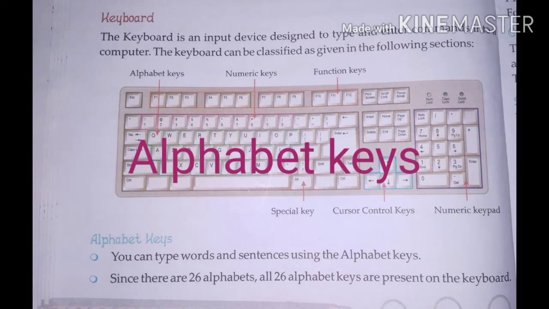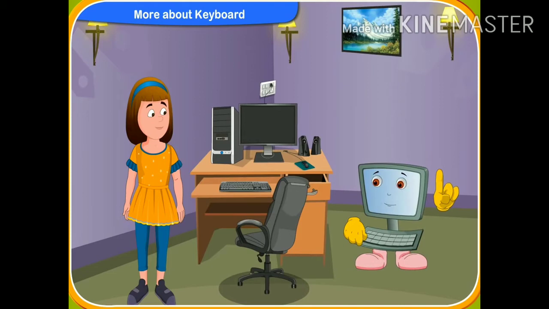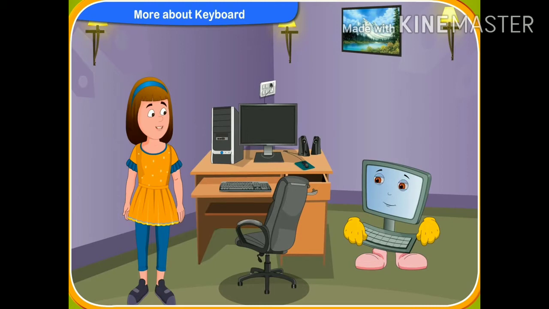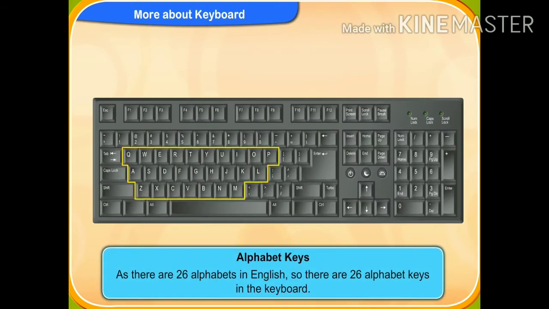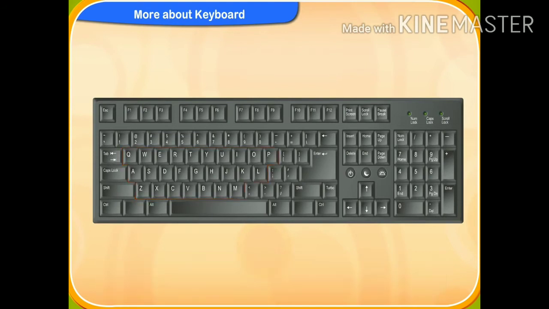Alphabet keys. You can type words and sentences using the alphabet keys. Since there are 26 alphabets, all 26 alphabet keys are present on the keyboard. Rennie, do you know how many alphabets are there in English from A to Z? I think there are 26 alphabets in English. You are right, Rennie. As there are 26 alphabets in English, there are 26 alphabet keys on the keyboard. The alphabet keys are used to write letters or paragraphs in the computer.